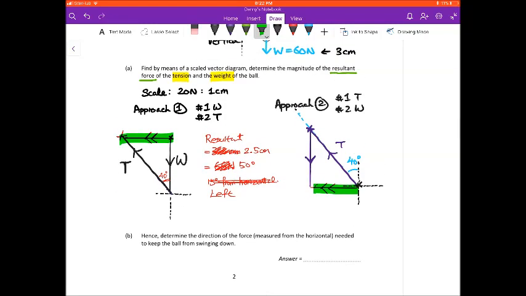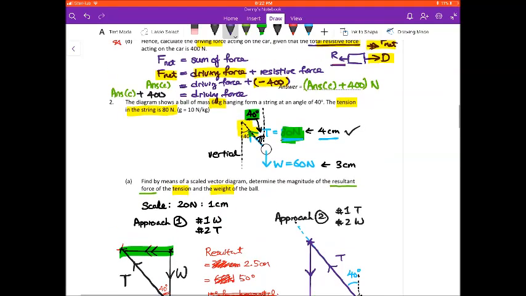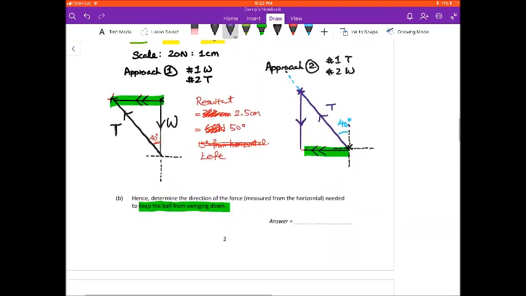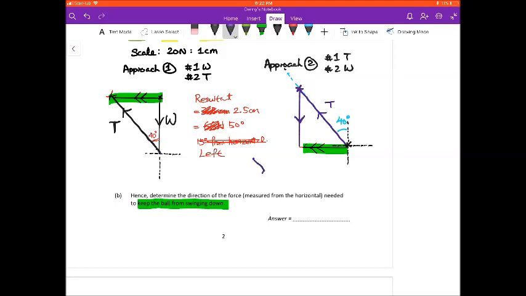Okay, for your part B, a lot of you got it wrong. The resultant force is now to the left, right? But look at what the question is saying. Determine the direction of a force needed to keep the ball from swinging down. Keep the ball from swinging down. So which is the force that is responsible for this ball to swing down? If you look at the free body diagram, your ball is like that, right? Okay, and it is swinging down.